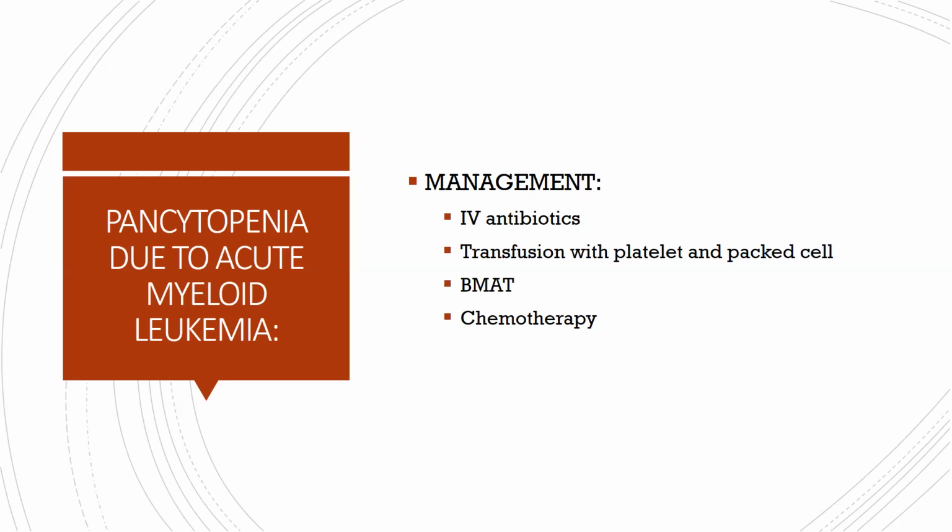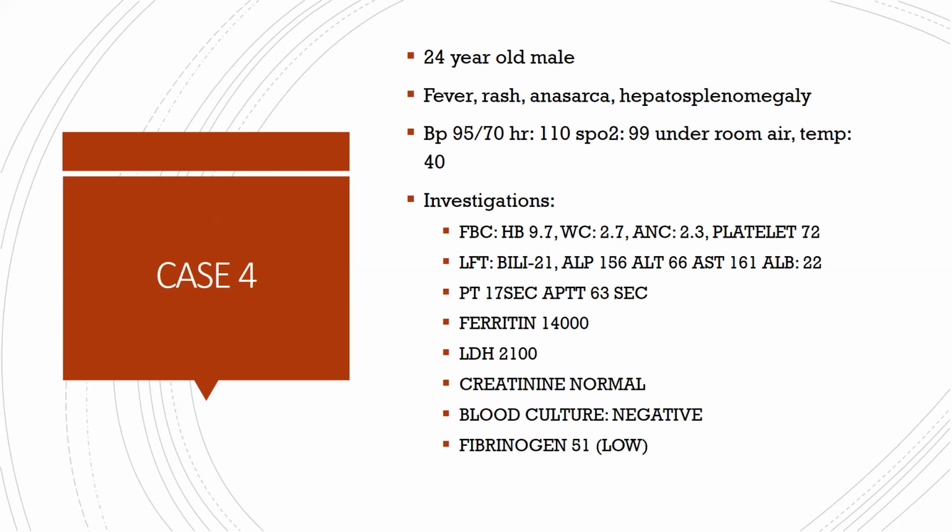Okay, then the next case is a 24-year-old male. Fever, rash, anasarca, hepatosplenomegaly. BP on arrival not that great. Heart rate is 110. Saturation still maintaining. Noted the HB is 9.7, white cell 2.7, platelet 72. Absolute neutrophil count is not too bad, 2.3. Slightly elevated AST, ALP. Ferritin is 14,000, LDH 2,100, which is elevated. Fibrinogen is low.